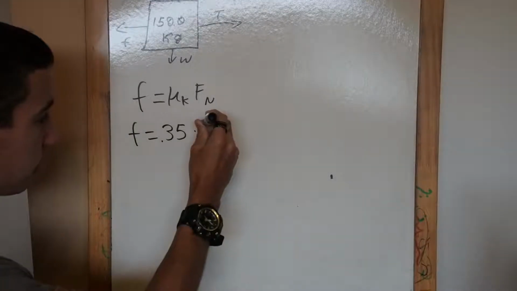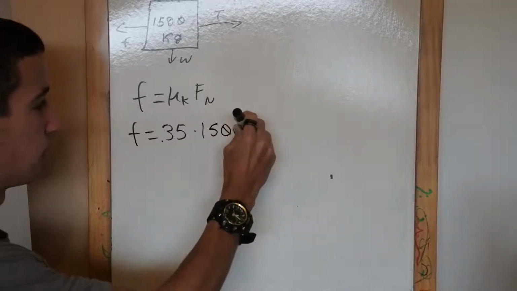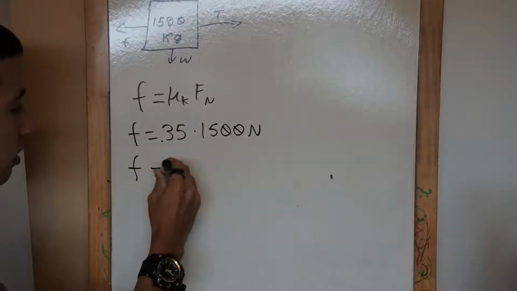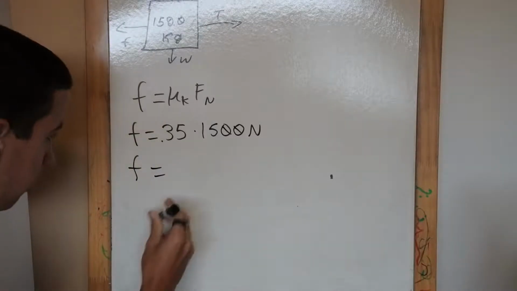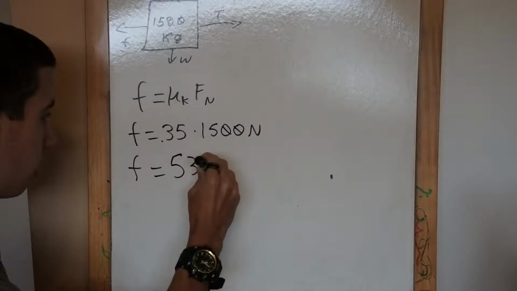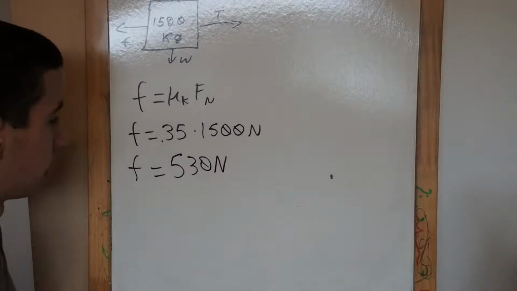So 0.35 times 1500 newtons. The frictional force is going to be 530 newtons. Okay, that wasn't too hard.